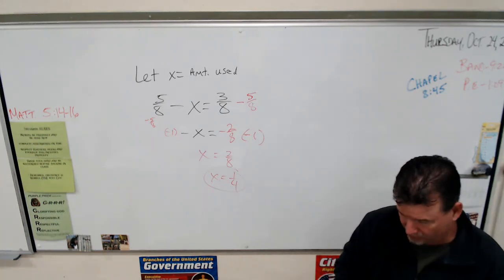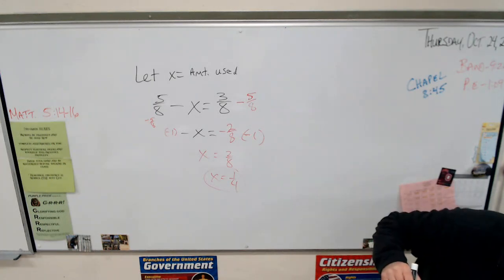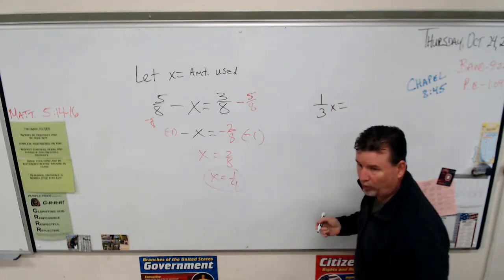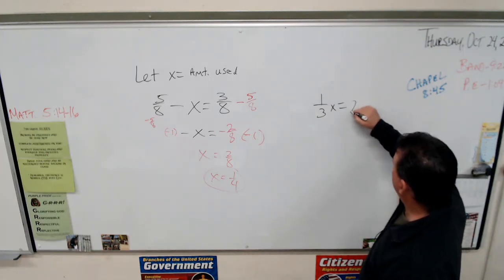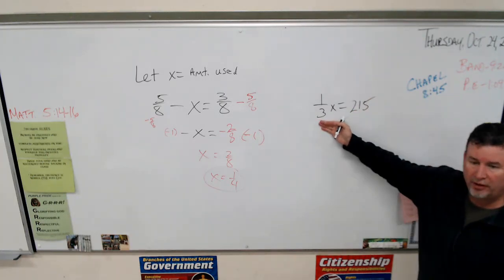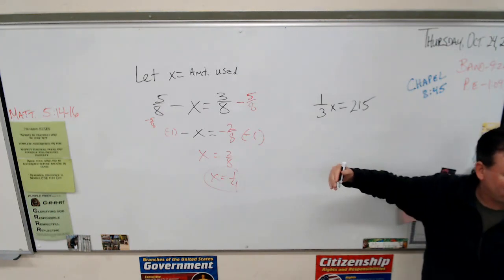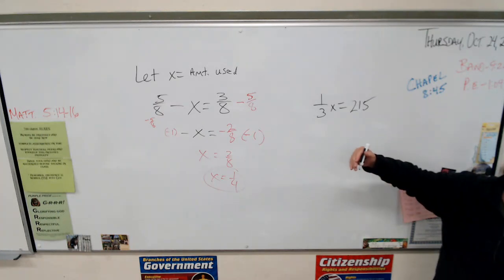So you know what you do? You go, 1/3 of the students equals 215. How do you get rid of 1/3? Multiply by 3. Right? Because when you divide by 1/3, you're actually multiplying by 3/1.